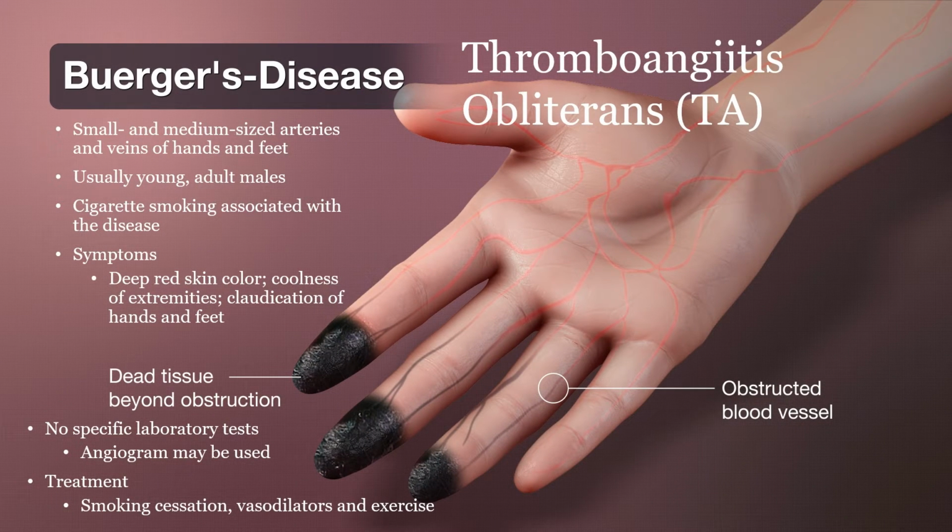Buerger's disease, or thromboangiitis obliterans, is a disease of usually young male smokers. It happens frequently in the toes, but can also involve the fingers. Treatment is to get them to stop smoking and give vasodilators and encourage exercise.